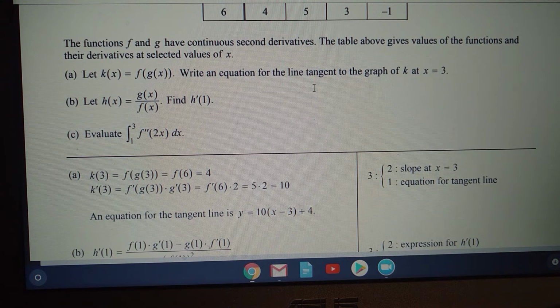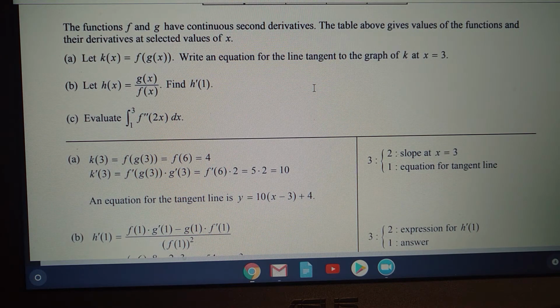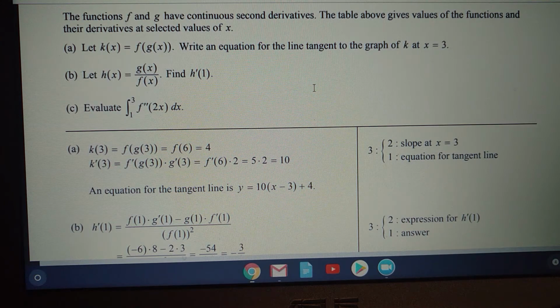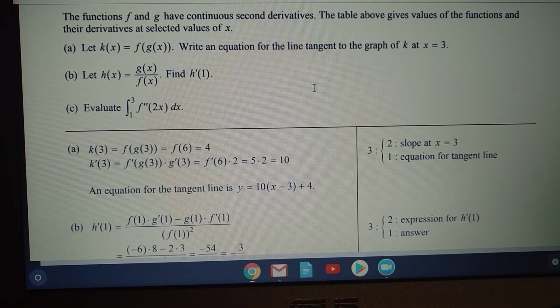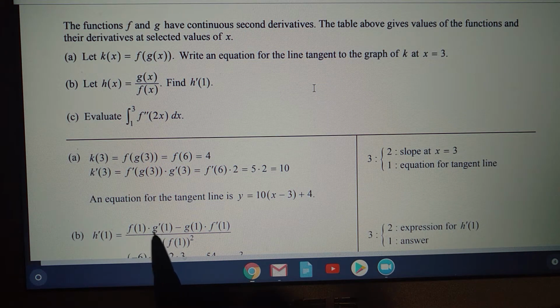All right, part B. Part B now says we have a function h that is g of x divided by f of x, and we need to find h prime at 1. So first we have to find h prime, which is going to require us to use our quotient rule. So our quotient rule is going to have us do the derivative of our top function g times our bottom function f, minus the derivative of our bottom function f times our top function g, all over f squared.